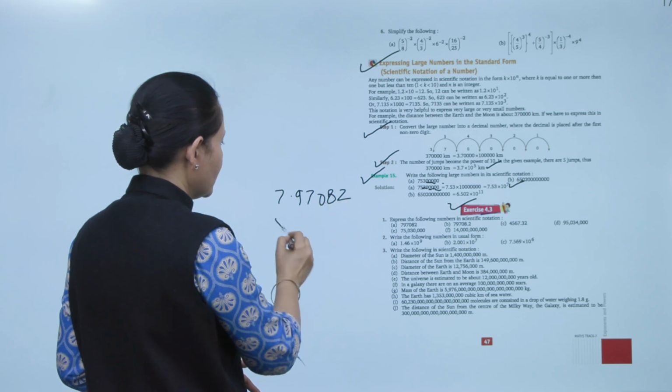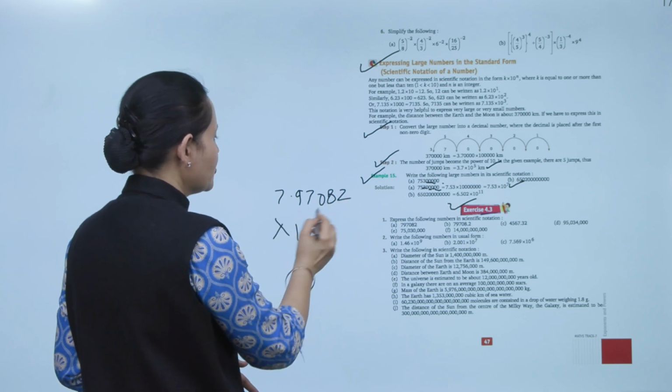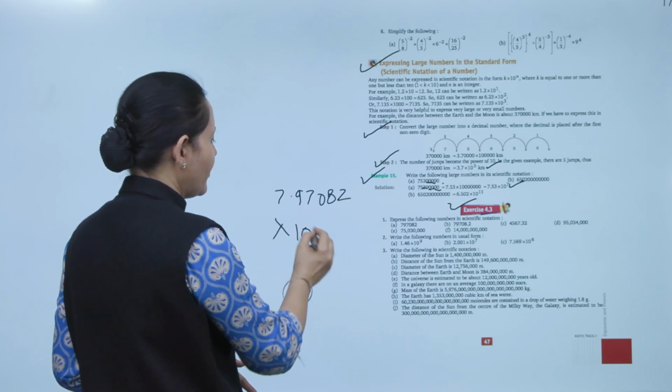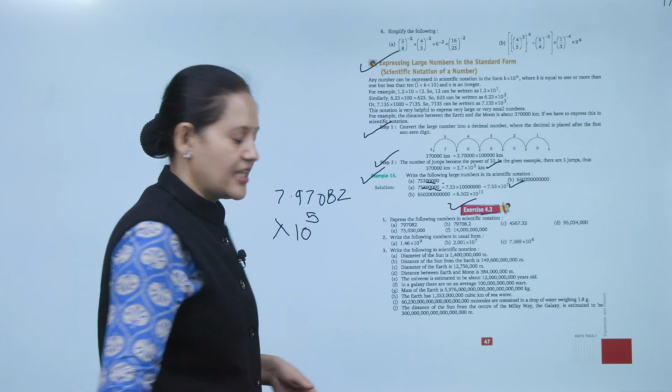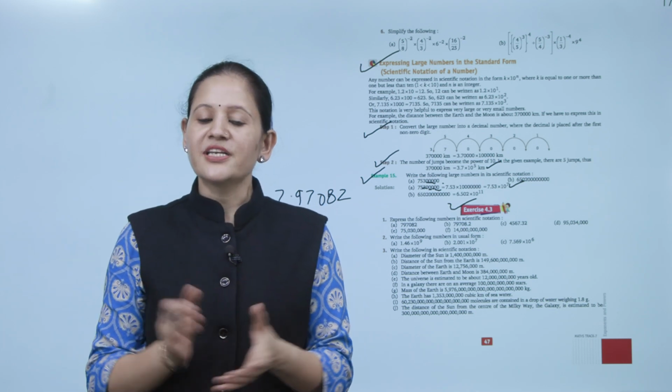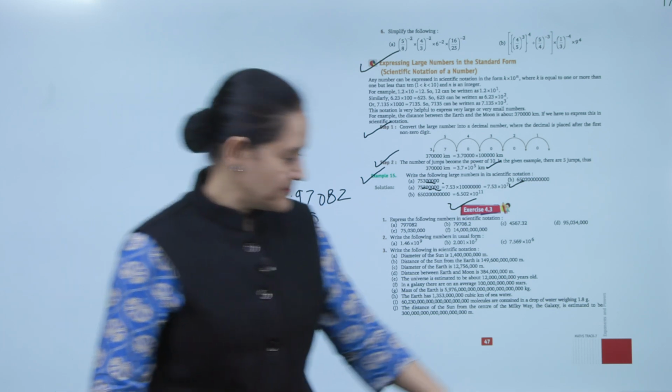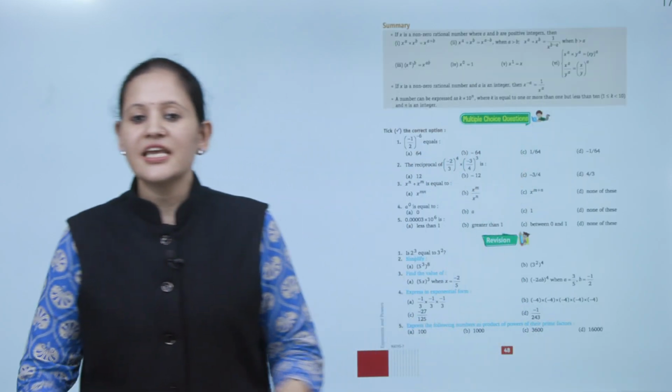A2 into 10 to the power 1, 2, 3, 4, 5. 10 to the power 5. That is our answer. So practice all the questions of this exercise. Next is summary.